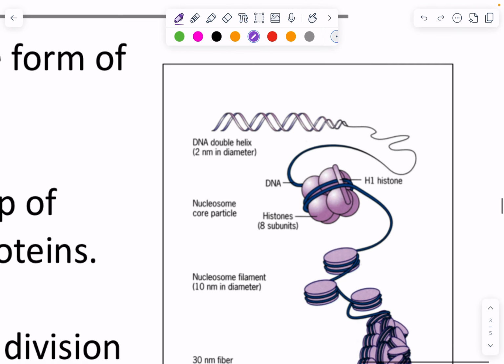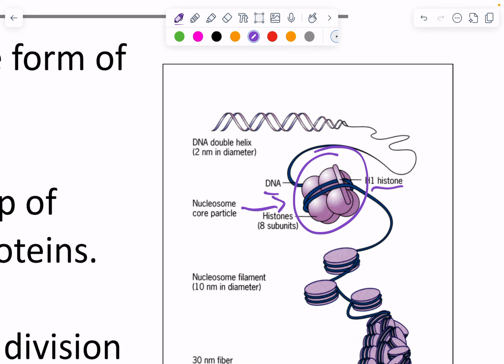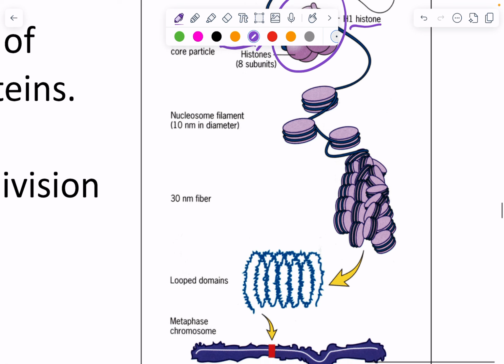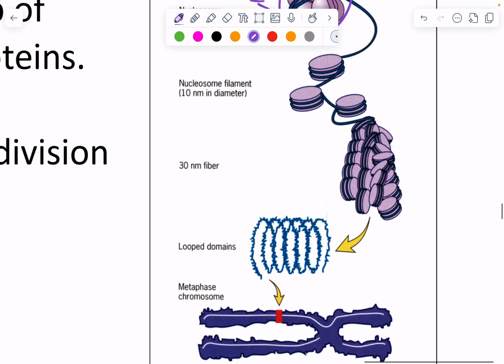So if we go over here, again, we have our histones, we have our DNA. This is one single nucleosome. And all chromatin is just repeating nucleosomes clumped up together that will make up all of our genetic material inside our nucleus.